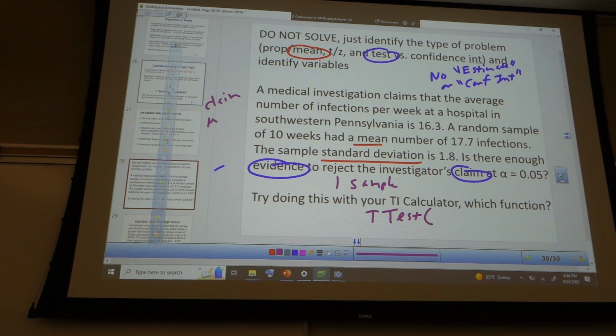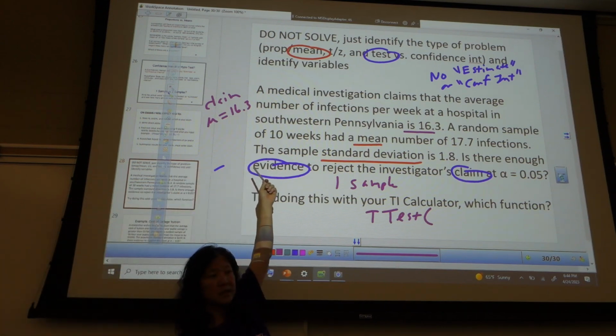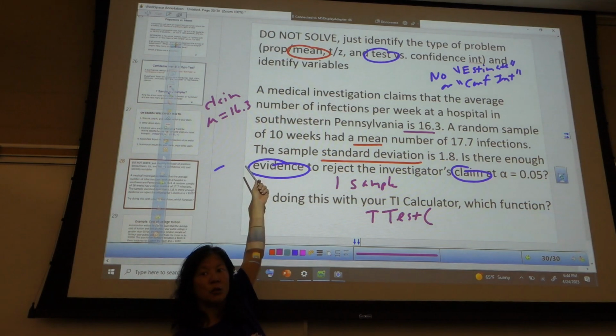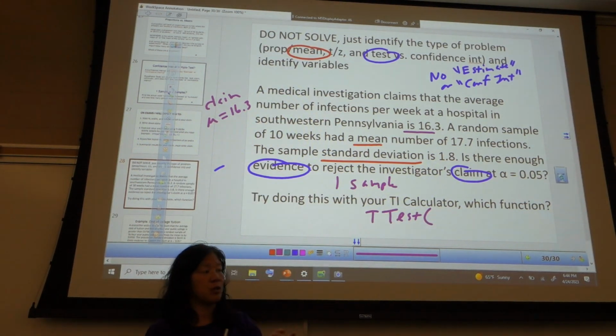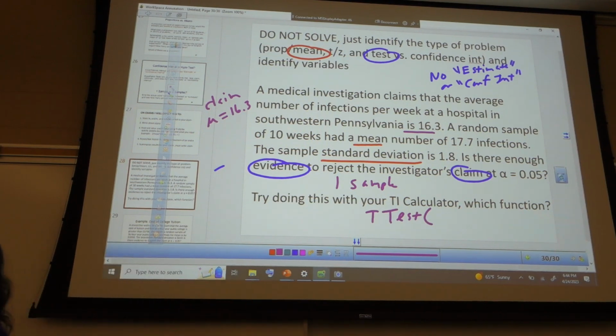The average number, so if it's a mean, it should be mu, not p. Everybody on board? Mu is what? 16.3. So that means that in your t-test, what are you going to use for the symbol? Not equal to. The H1. Because remember, your H1 is always going to be not equal to when your claim is equals.